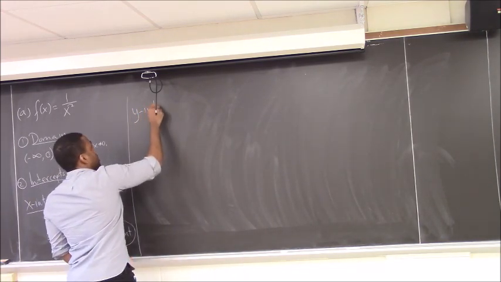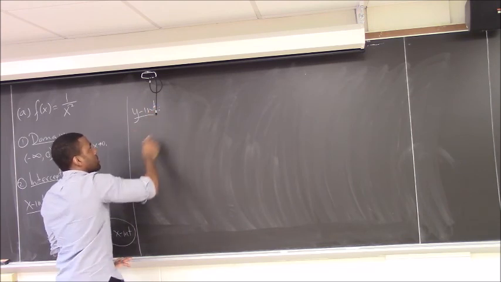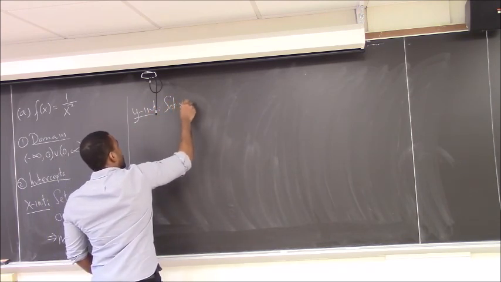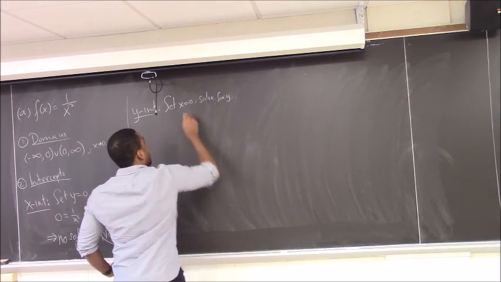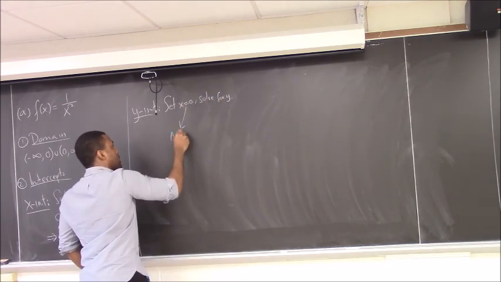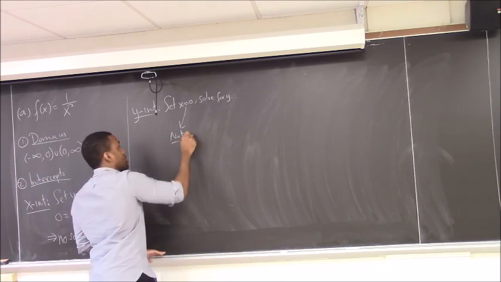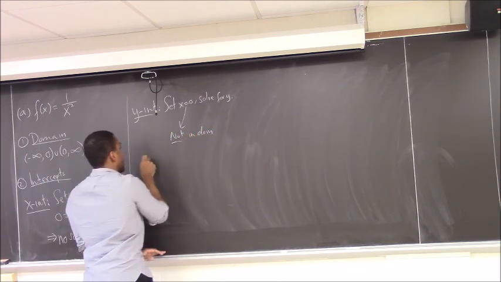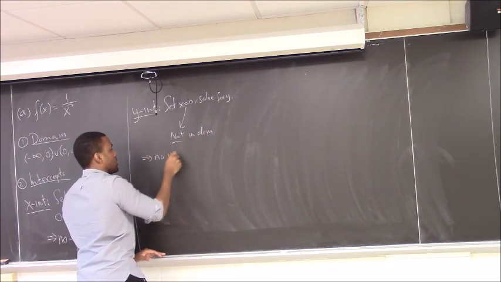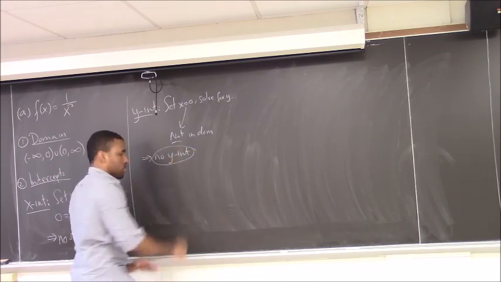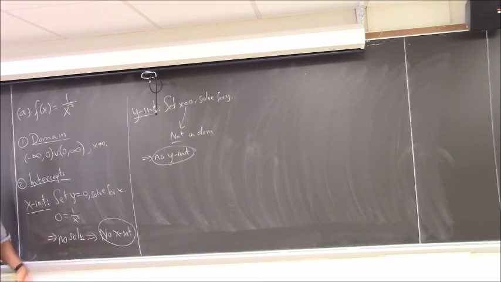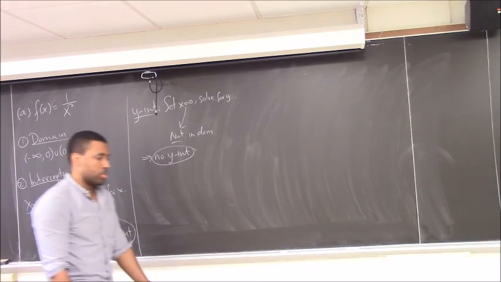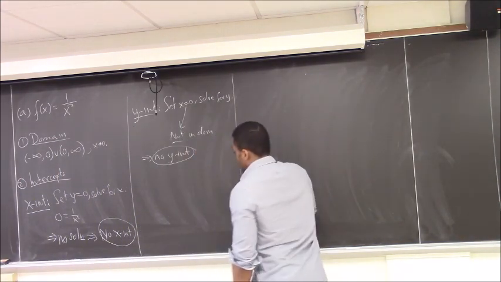How do we find y-intercepts in general? You set x equals 0, solve for y, right? But this guy is not in your domain, from step 1. Which means there's no y-intercept either. So we know the graph of this guy has this domain and there are no x or y intercepts. Let's move further.